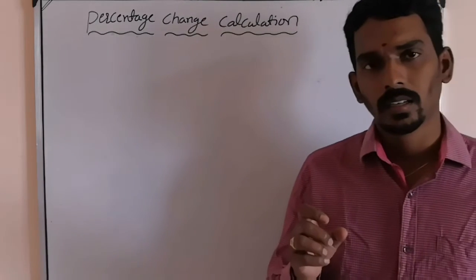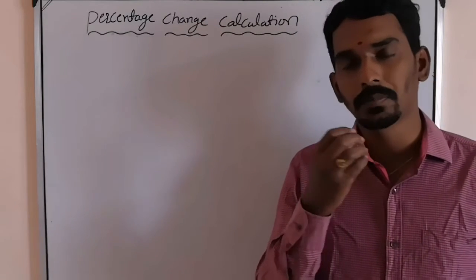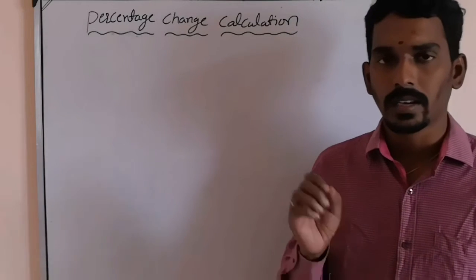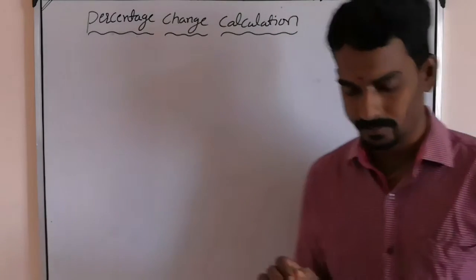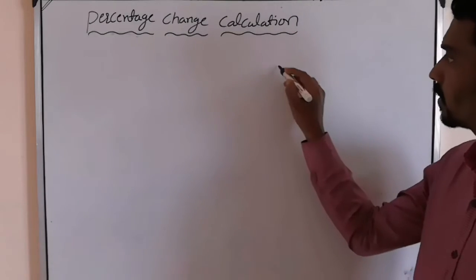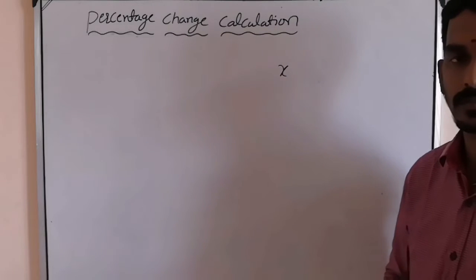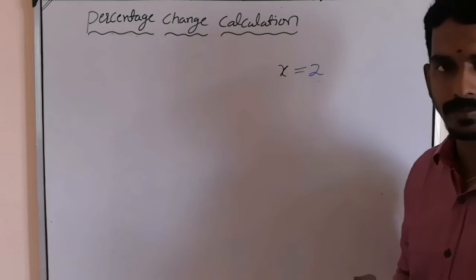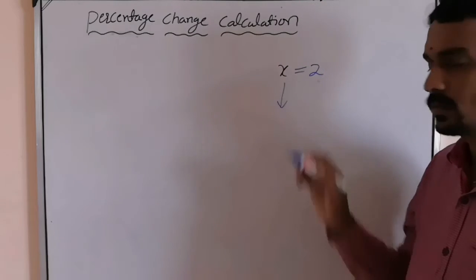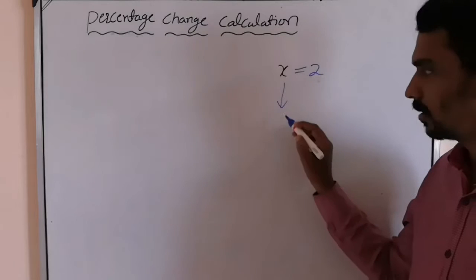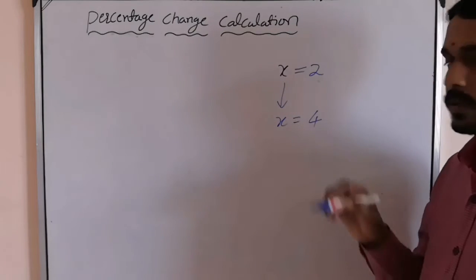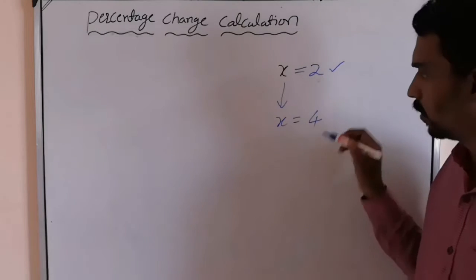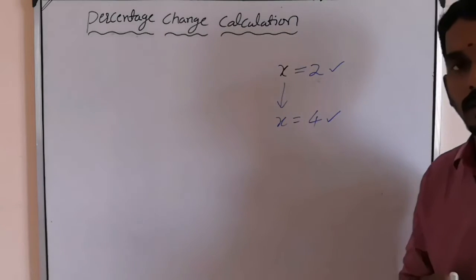So generally you have learned percentage change in lower classes. Consider one quantity x. The value of x is, let's take, 2. Now the value of x became 4. So this is called the initial value, and this is called the final value.